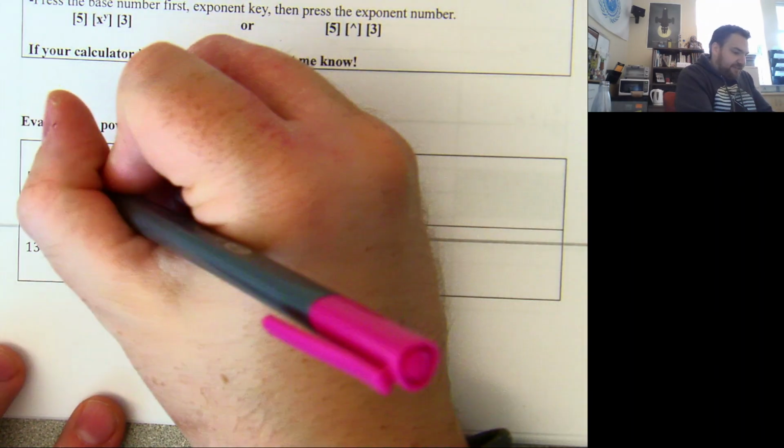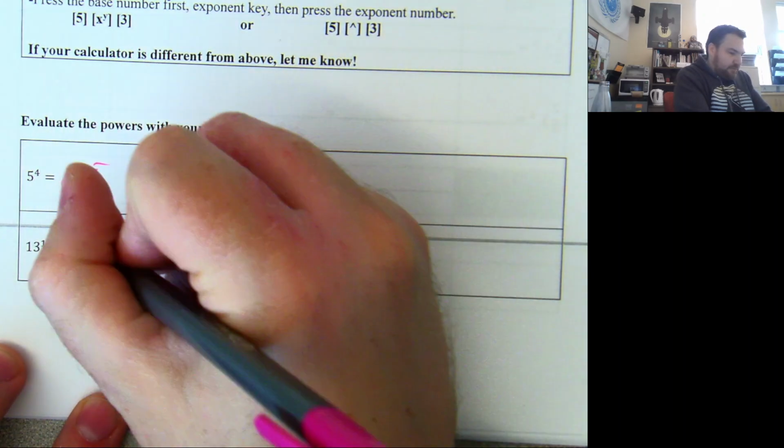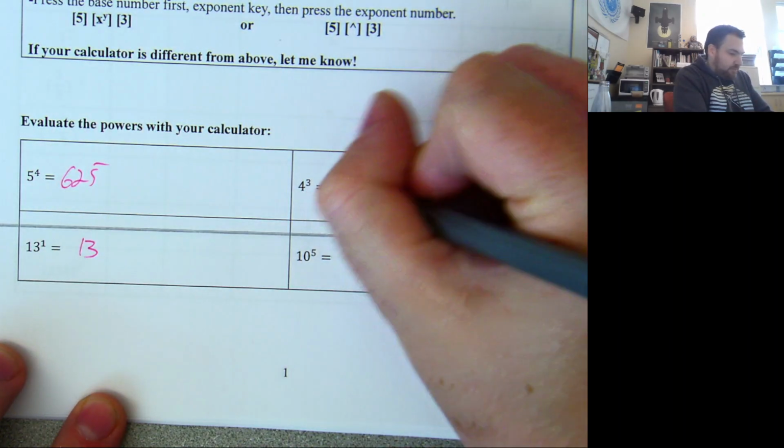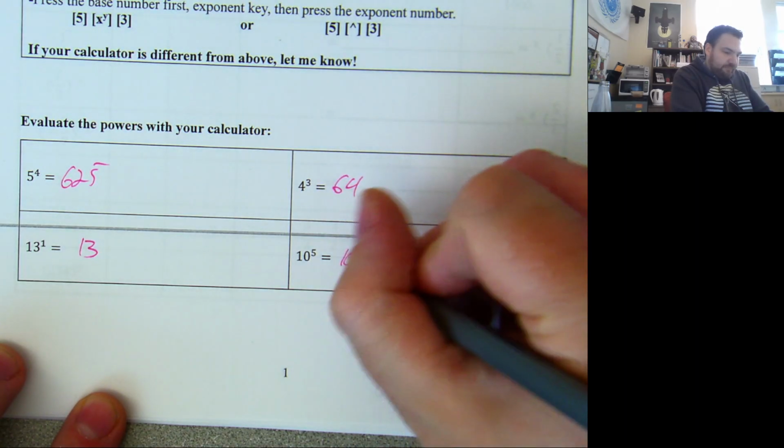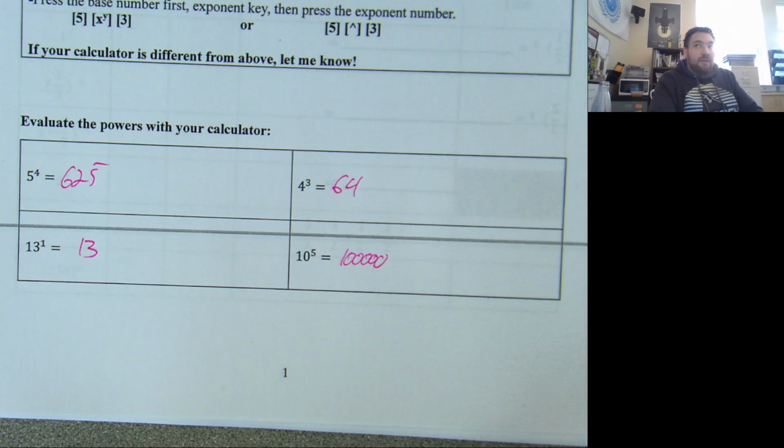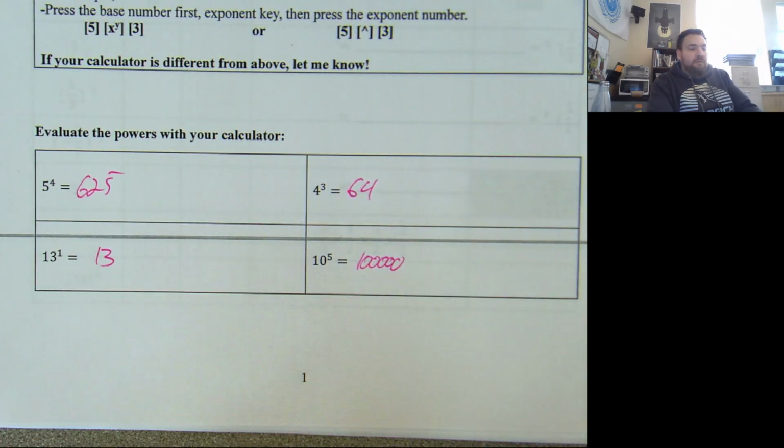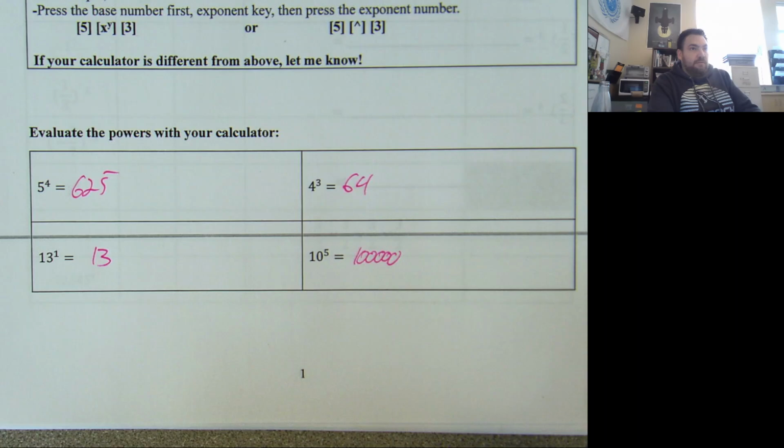Here are your answers. I don't know what you're doing on yours. That is not 625. 5 times 5 is 25. 25 times 5 is 125. Yeah, no, it is 625. It is 625. Do all 4.